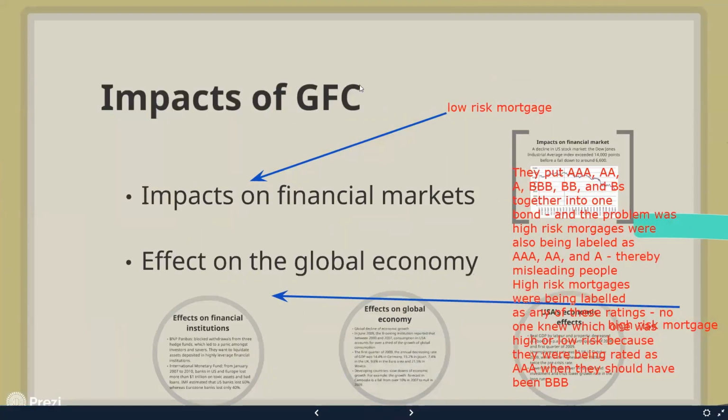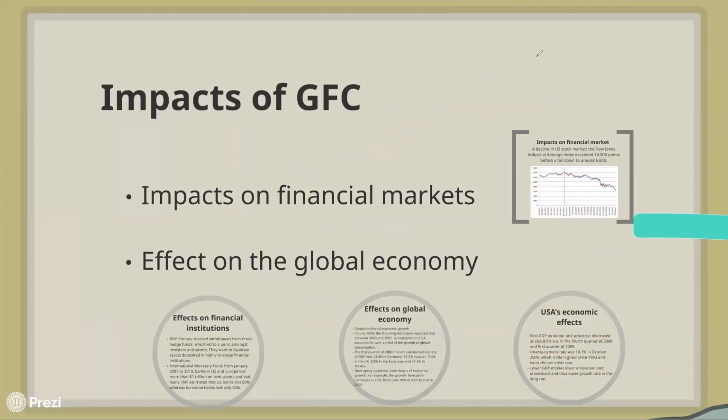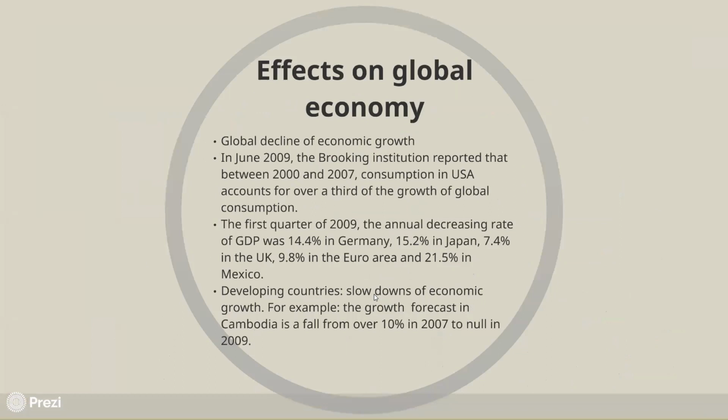So it impacts the GFC. So the impacts on the financial markets and affects the global economy. So effects on global economy: global decline of economic growth. In June 2009, the Brookings Institution reported that between 2000 and 2007, consumption in the USA accounts for over a third of the growth of global consumption. In the first quarter of 2009, the annual decreasing rate of GDP was 14.4% in Germany, 15.2% in Japan, 7.4% in the UK, 9.8% in the euro area, and 21.5% in Mexico.